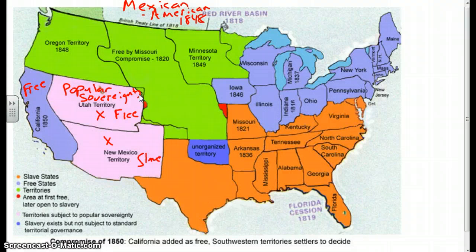That there was some disputed territory between New Mexico and Texas, and for this disputed territory, Texas would get paid $10 million.